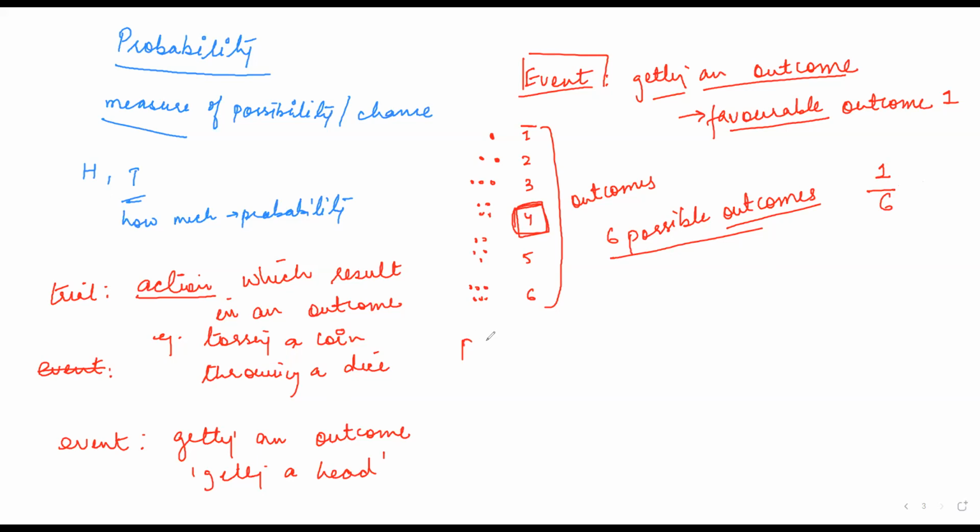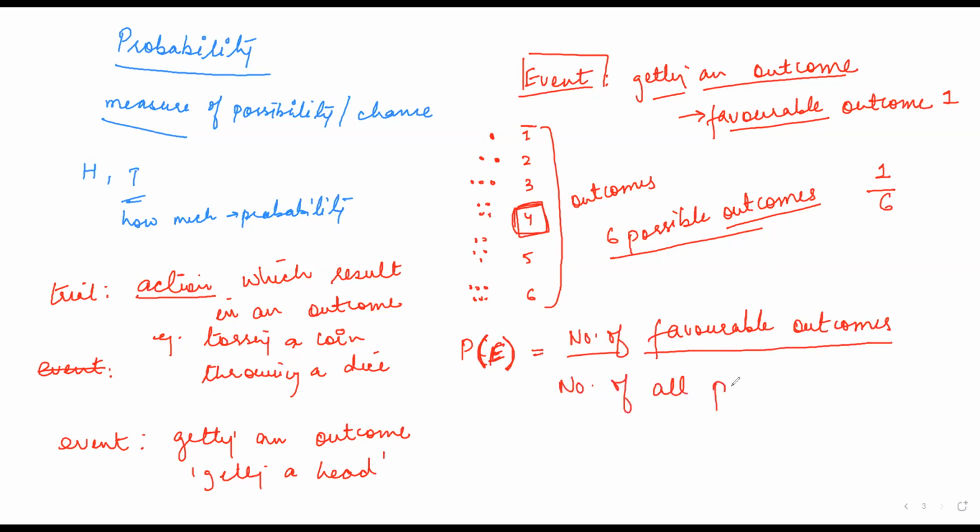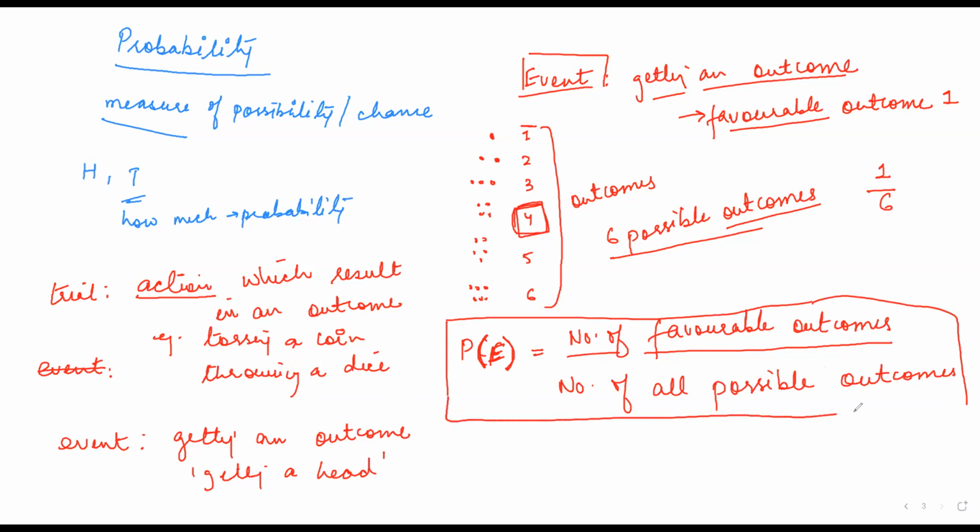So there's a formula of probability which we will use. E is any event. E means probability of getting an event. So P(E) is the number of favorable outcomes divided by the number of all possible outcomes. So this is the formula which we will be using. Right?